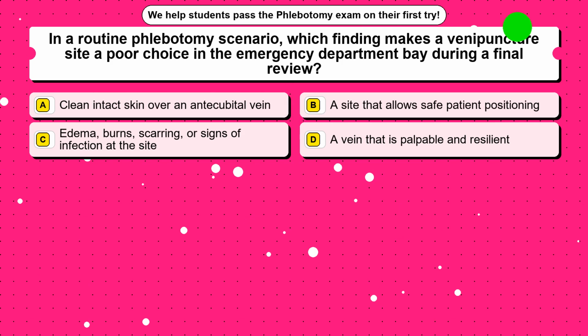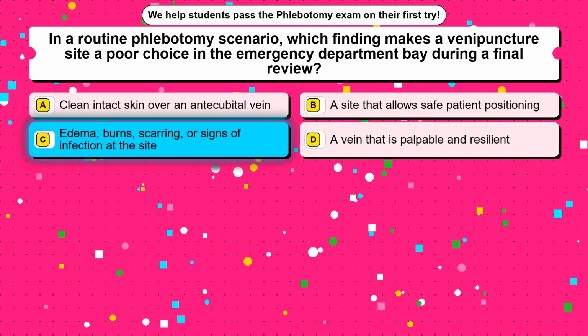Question 7. In a routine phlebotomy scenario, which finding makes a venipuncture site a poor choice in the emergency department bay during a final review? Option A. Clean intact skin over an antecubital vein. Option B. A site that allows safe patient positioning. Option C. Edema, burns, scarring, or signs of infection at the site. Option D. A vein that is palpable and resilient.